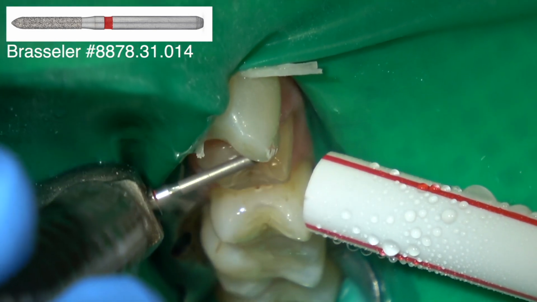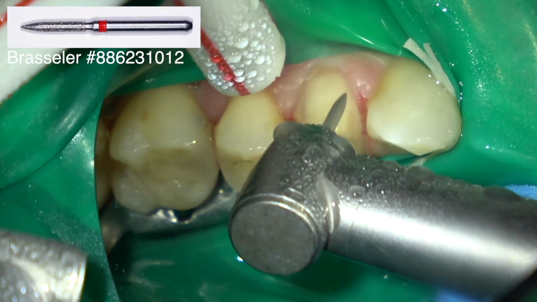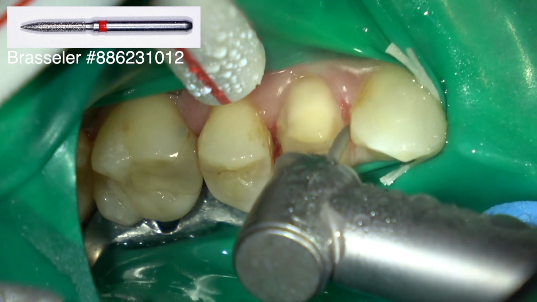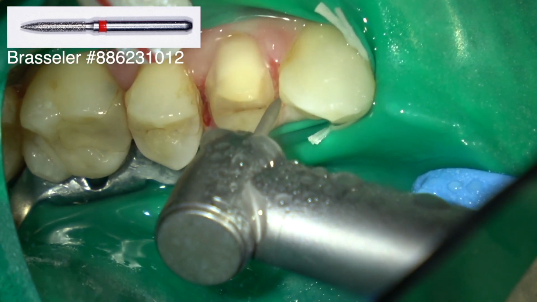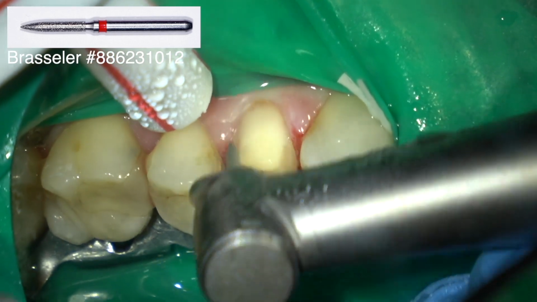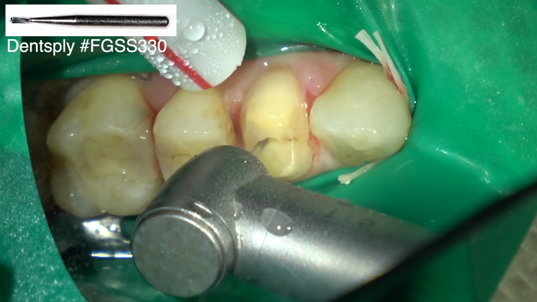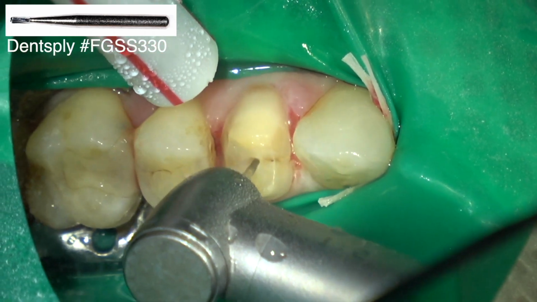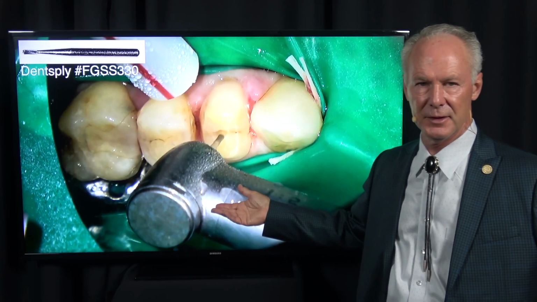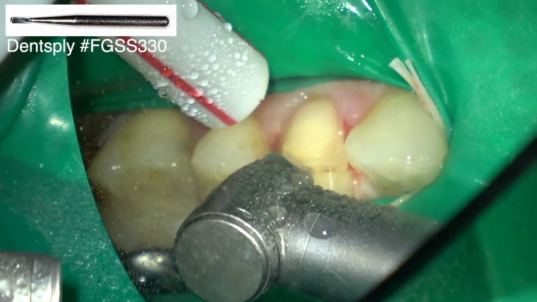Round off the line angles all the way around, palatal, facial, interproximal. Don't go deep interproximally into the sulcus. Just keep it about a 1/2 millimeter, and then on the palatal I'm keeping it considerably supragingival, because there's no reason to go subgingival. If there's no reason to go subgingival, don't go subgingival. And then the facial about a millimeter subgingival.